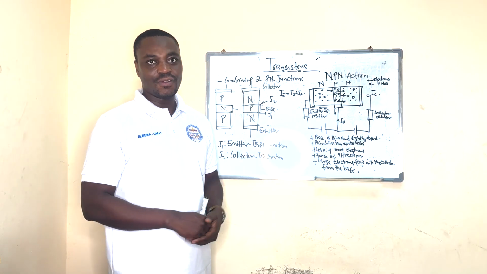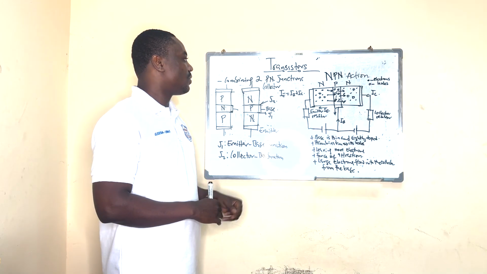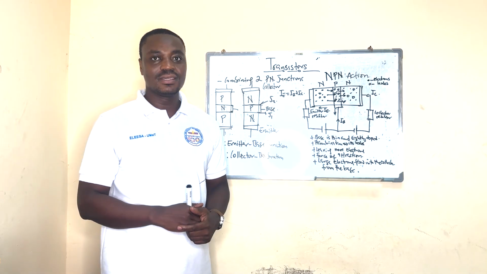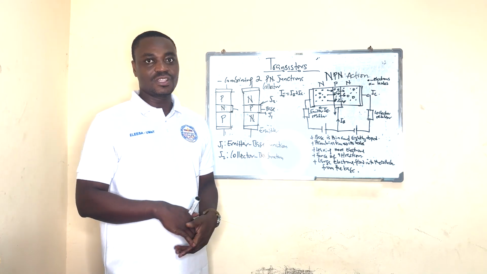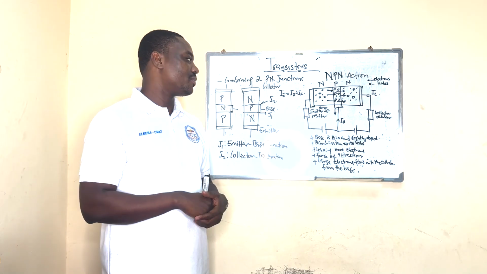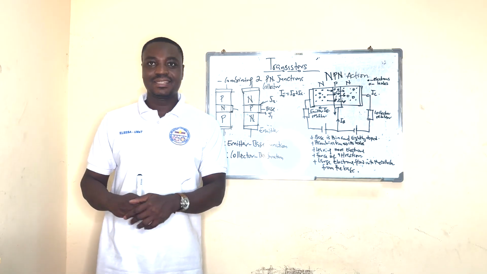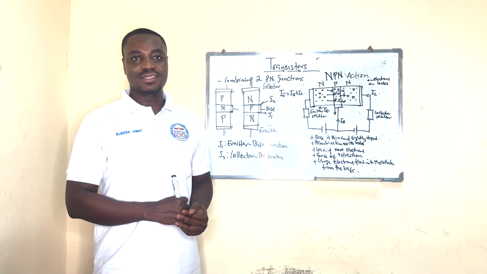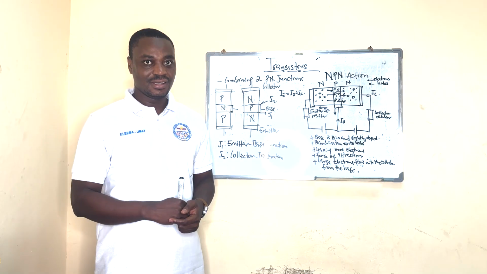But today our focus is going to be on bipolar junction transistors. Bipolar junction transistors are formed by joining two p-n junctions in series. We already talked about the p-n junction in the previous video. If you want to understand p-n junctions, you can pause and go and watch that video. So you combine two p-n junctions, and in doing so, you can create two kinds of bipolar junction transistors: PNP and NPN bipolar junction transistors.